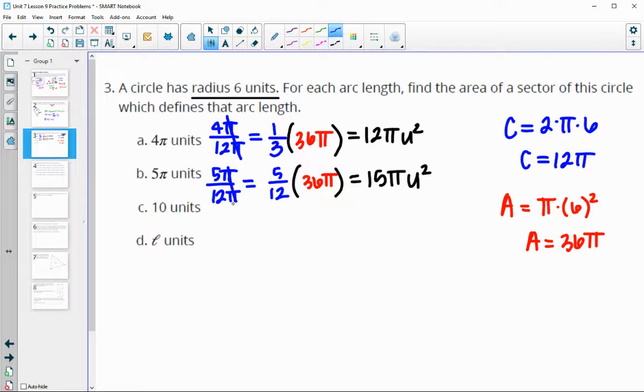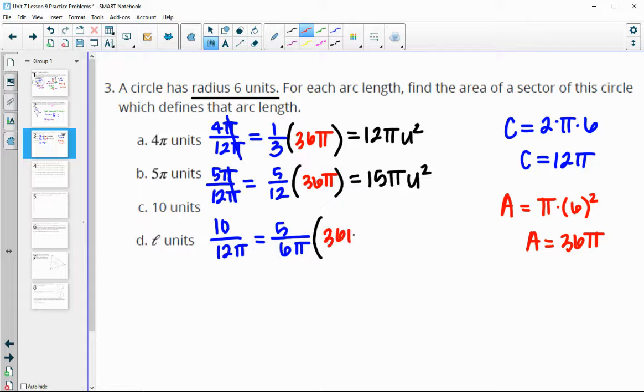The next one we have is 10 out of 12 pi. Now there's no pi to cancel because it's not 10 pi units, it's just 10 units, but 10 and 12 both divide by 2. So 10 divided by 2 is 5, and 12 divided by 2 is 6, and we still have that pi. So we have 5 over 6 pi as our portion of the circle.